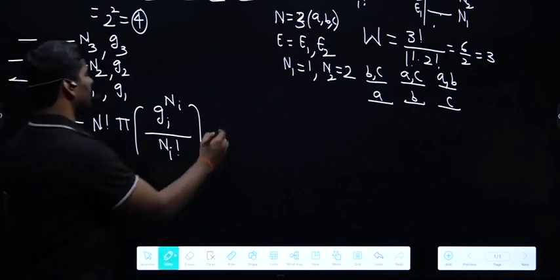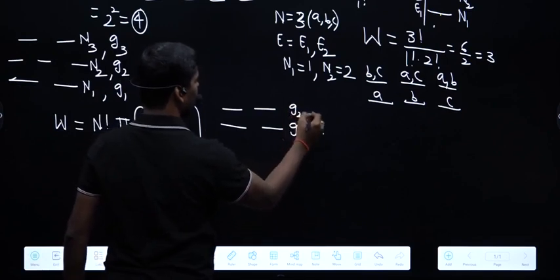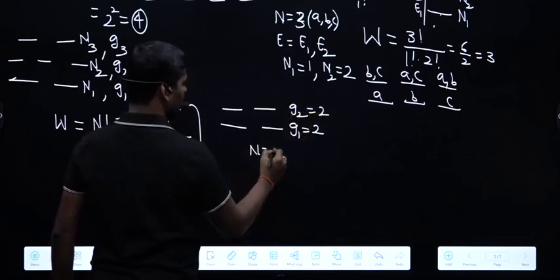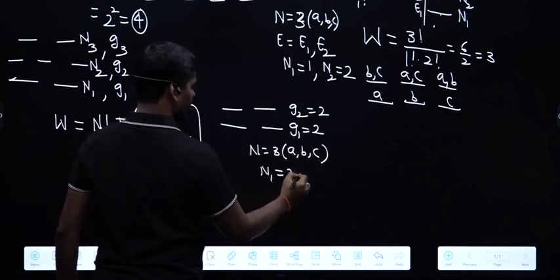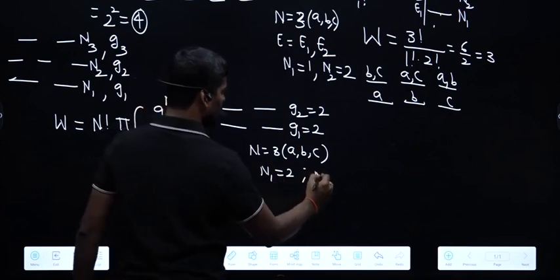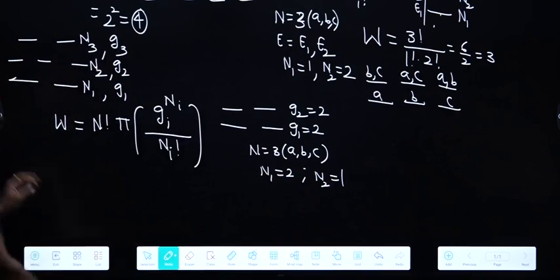Okay, for example, G1 is 2 and G2 is also 2. The number of particles is 3: A, B, C. In the E1 level we want to distribute 2 particles, and in the E2 level 1 particle. What is the number of possible arrangements?